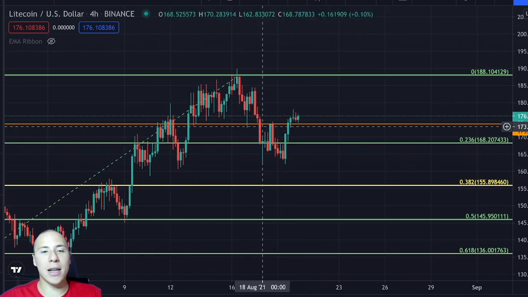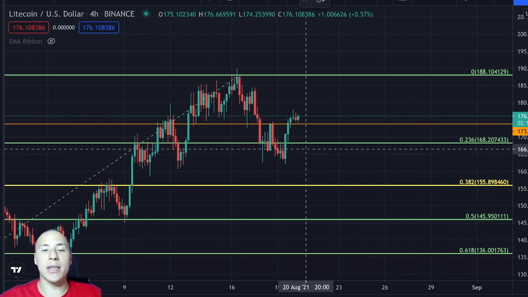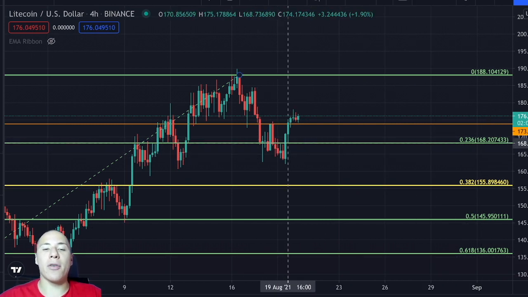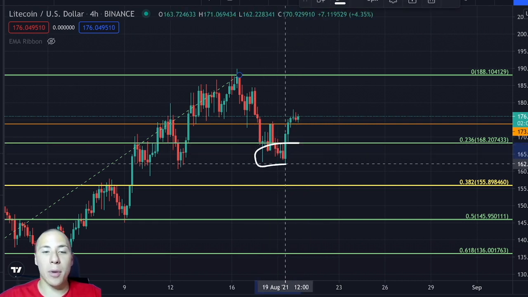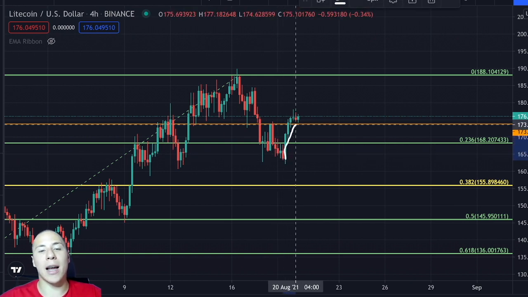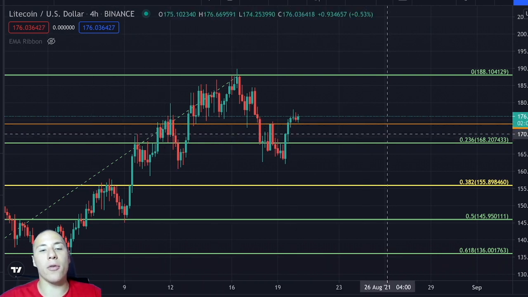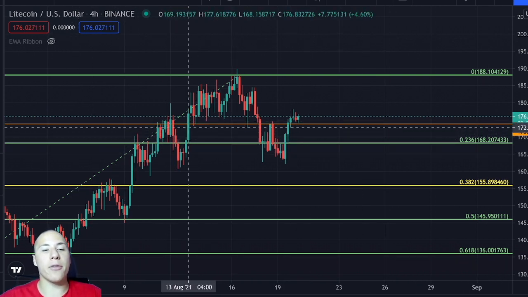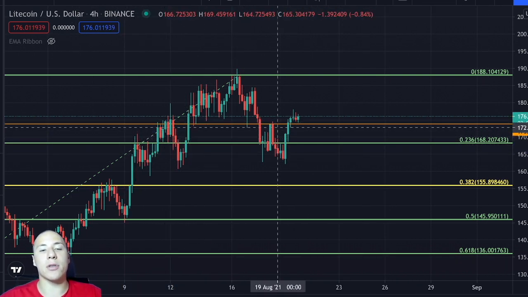So you could clearly see that we broke a small tad below the 0.236 level. That is the Fibonacci level at $168. We traded a small tad underneath this level. Afterwards, we saw a major increase in Litecoin's price action, and right now we are currently trading on top of that level over here, the orange line of previous resistance at those levels in the past.